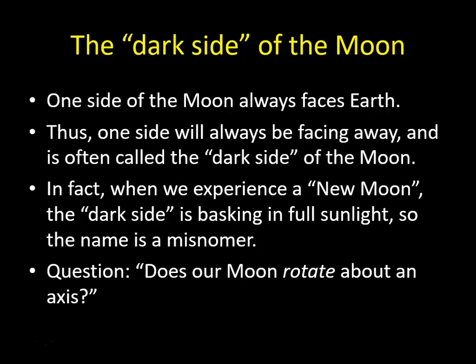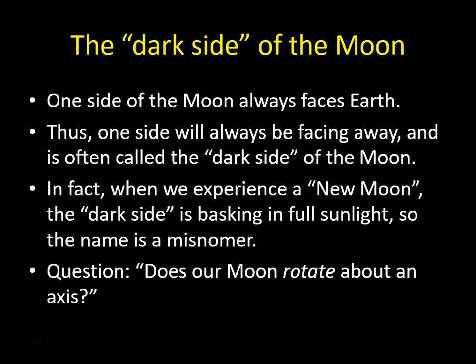The only parts of the moon that never see sunlight are craters around the poles. Those are the only parts that actually never see sunlight. And by the way, there's a lot of water ice in some of those craters. So I have a question for you all. Does our moon rotate about an axis? So I'll give you a moment to pause the video and think about that.